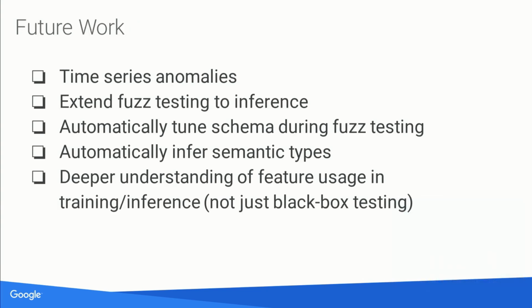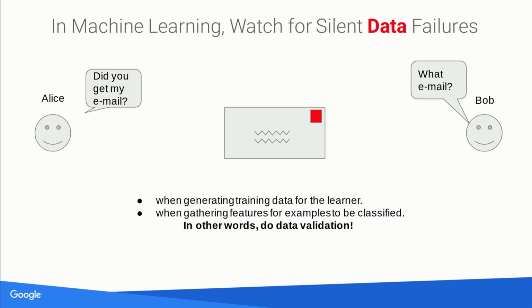And some other future work: time series anomalies, like taking the more important parameters of the system and tracking them using a time series and making sure that they're what we expect. Extending fuzz testing to inference. We've done some work on that internally and hope to make it available. Automatically tune the schema during fuzz testing. Automatically infer semantic types. Deeper understanding of feature usage in training and inference, not just black box testing.